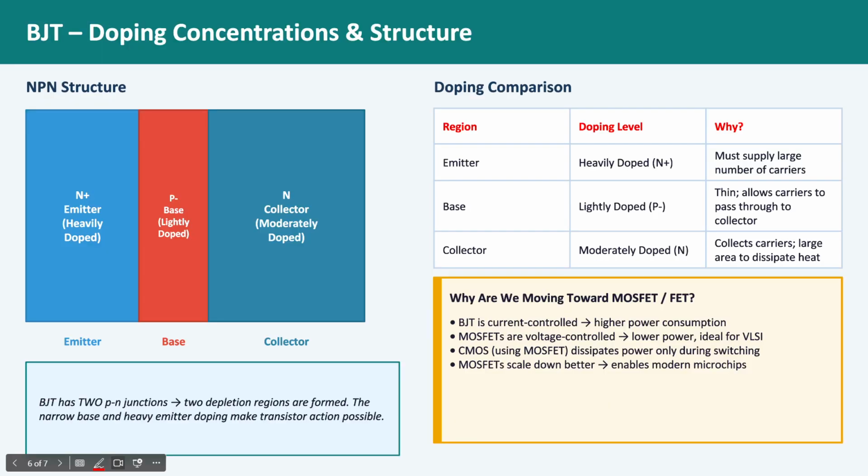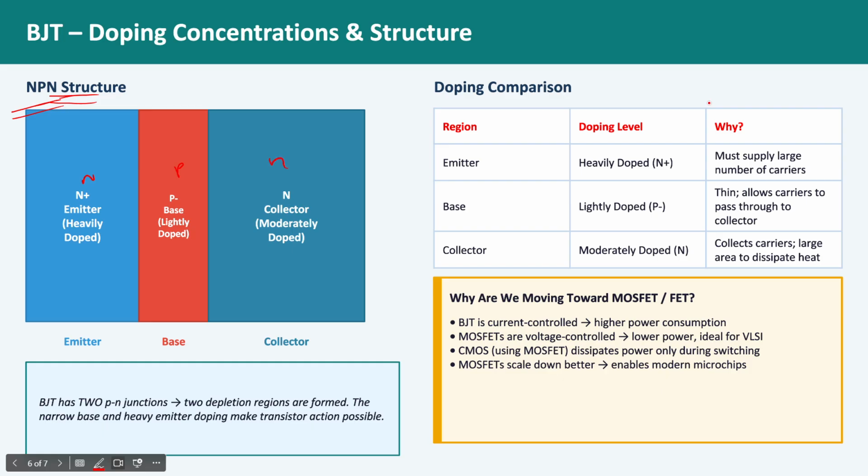So coming to the structure and construction of BJTs. Here I am explaining the NPN structure. Try the PNP transistor on your own. If you have any doubts while working with the PNP transistor, just comment. But in this video, I am discussing the NPN transistor. In the NPN transistor, the emitter is N type, the base is P type, and the collector is again N type.